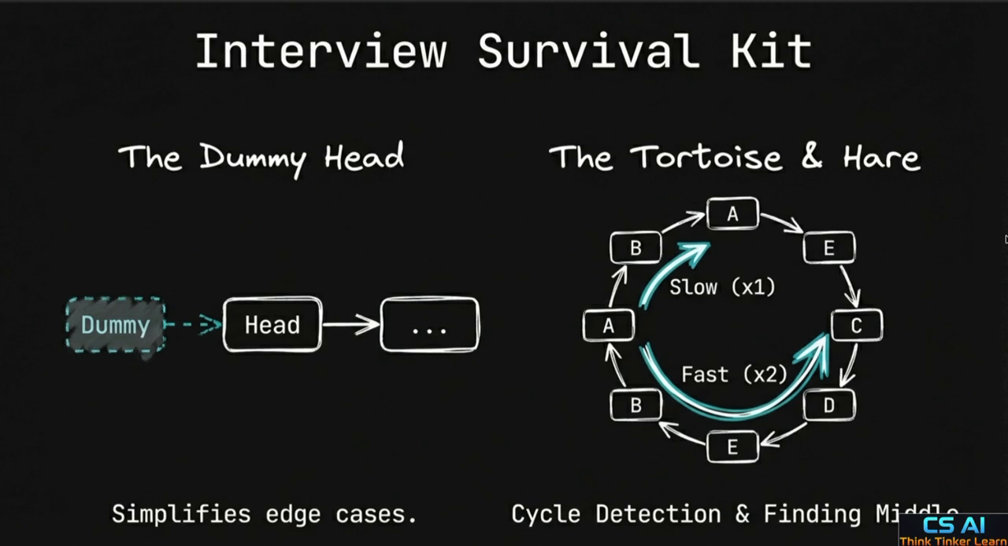For your interview survival kit, here are the two key patterns for linked lists. First, the dummy head. This is a placeholder node placed before the actual head of the list. It simplifies edge cases by ensuring that head is never null, making insertion and deletion logic at the very beginning of the list much cleaner. Second, the tortoise and the hare, or fast and slow pointers technique. This involves one pointer moving slowly and another pointer moving fast. It's invaluable for cycle detection and finding the middle in a linked list, as demonstrated by the looping diagram.